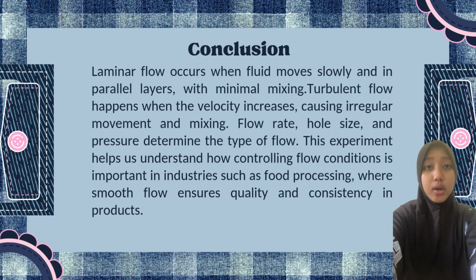In conclusion, we learned that laminar flow occurs when fluid moves slowly and in parallel layers with minimal mixing. However, turbulent flow happens when the velocity increases, causing irregular movement and mixing. Flow rate, hole size, and pressure determine the type of flow. This experiment helps us understand how controlling flow conditions is important in industries such as food processing, where smooth flow ensures quality and consistency in the product.